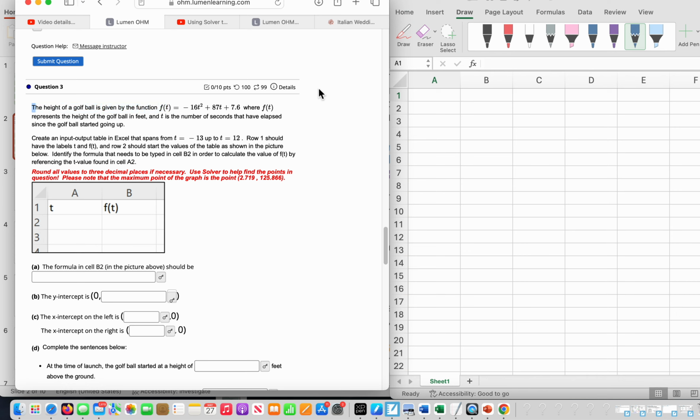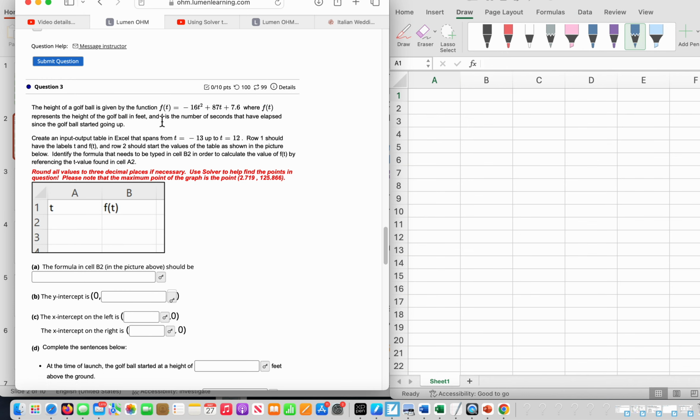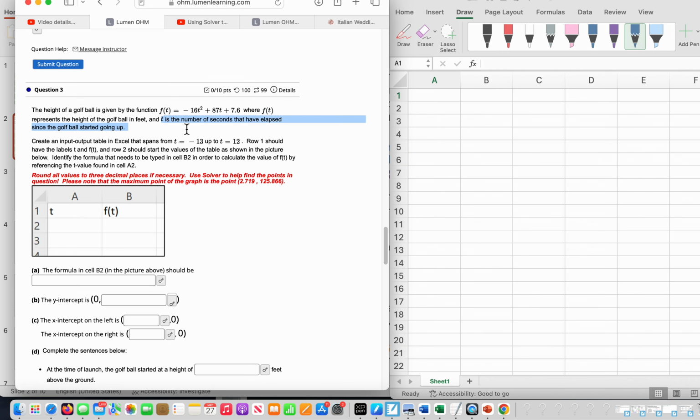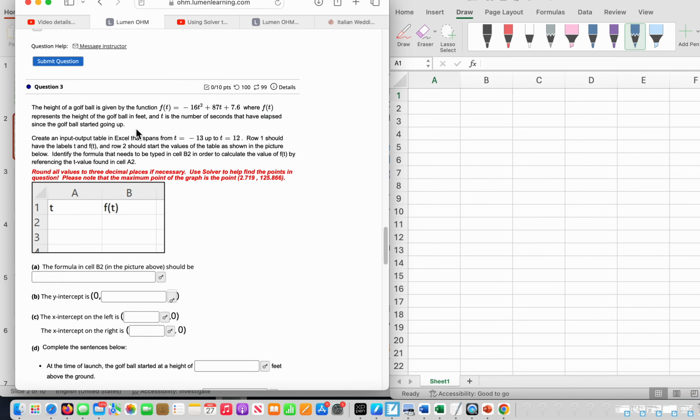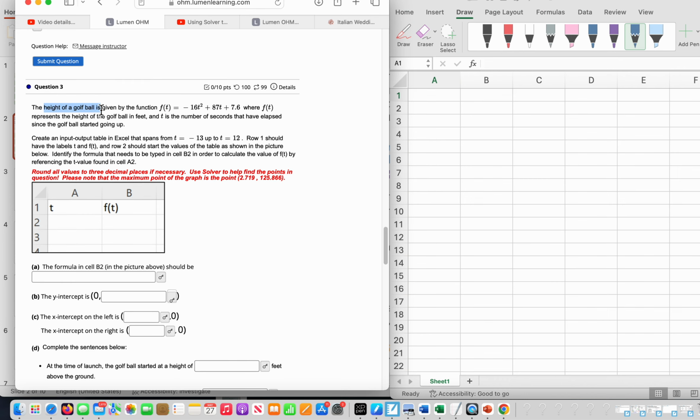And then it's telling us here really the input and the output. So it's saying where f of t represents the height in feet, and it's important to always use the units of measure when we're interpreting or contextually describing a problem. And then it says t is the number of seconds that have elapsed since the golf ball started going up. So in this case, I have function f where I input t in the parentheses and then it gives me the height of the golf ball.